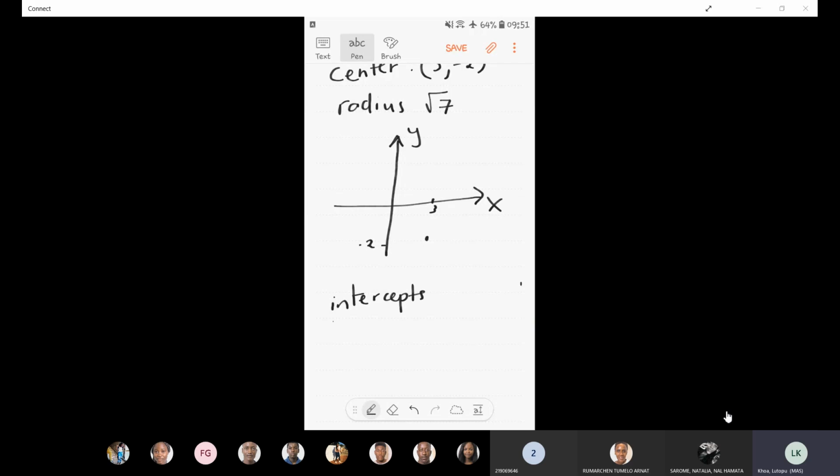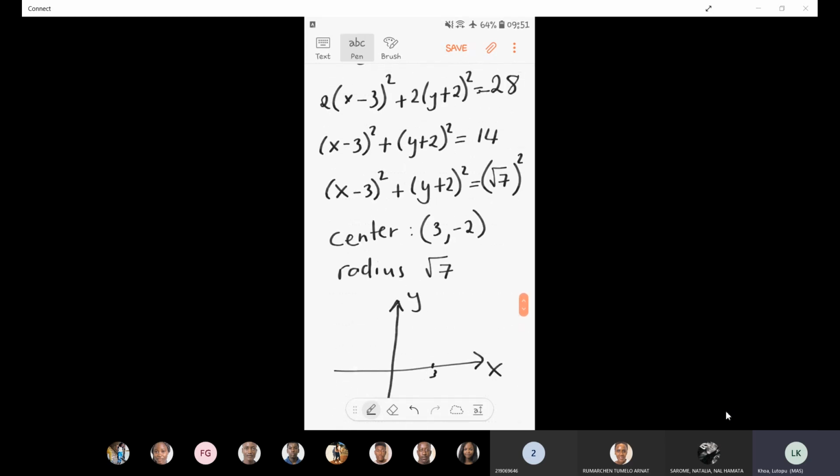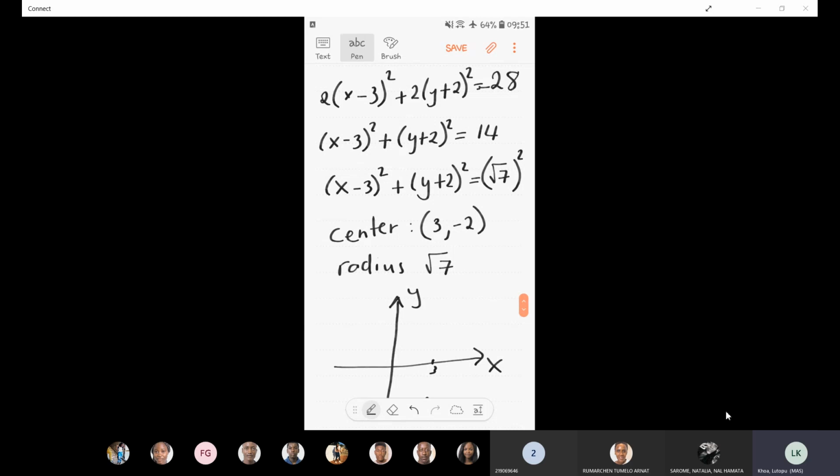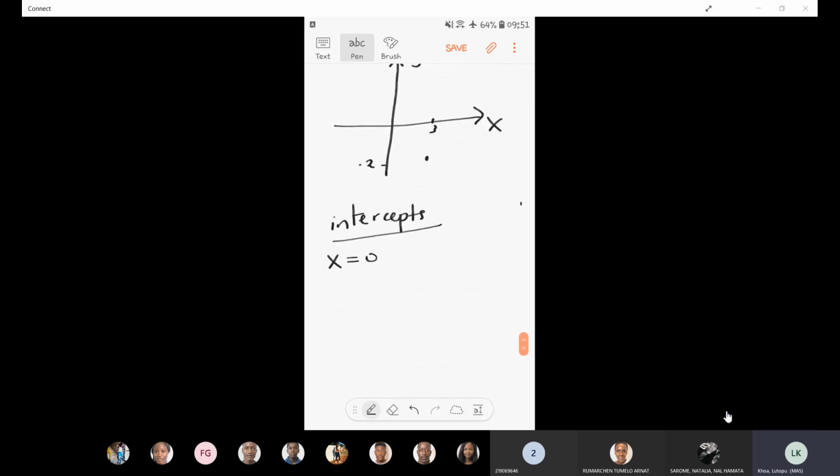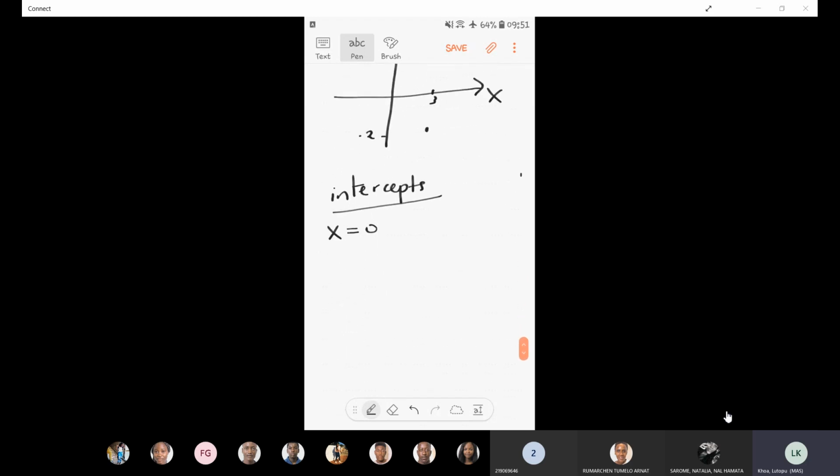To start with the first one, when x is equal to 0, you substitute x is equal to 0 in your equation, and then you solve for y. So I'll substitute it in the original equation. I will have 2y squared plus 8y minus 6 is equal to 0.